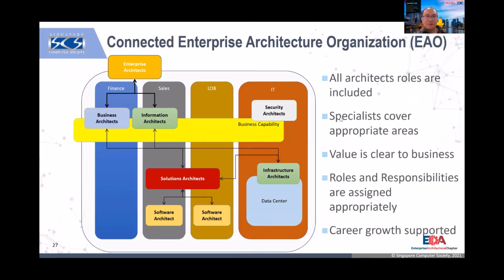So this is another example of the typical working environment, where they have the business architect and the information architect. You put those into different lines of business to focus on business capability. Then the security architect is assigned into IT, and there will be a solution architect, the software architect, and the infrastructure architect in the data center. So this is basically how you define the architects in a real, actual project. They are assigned to multiple teams, multiple structures.